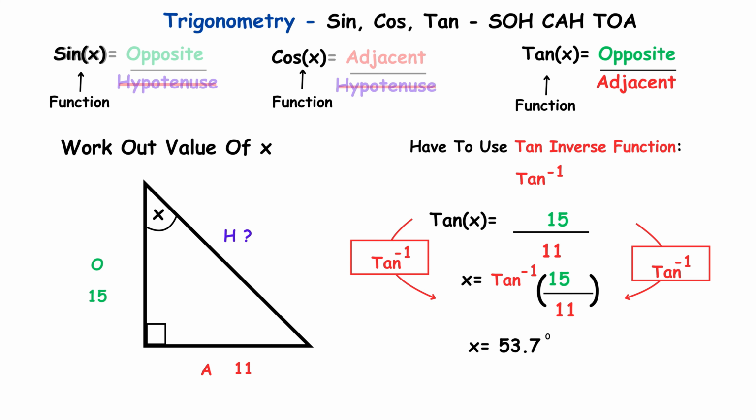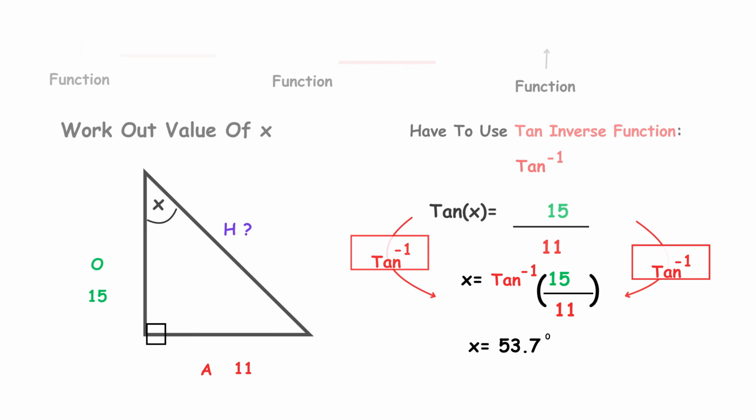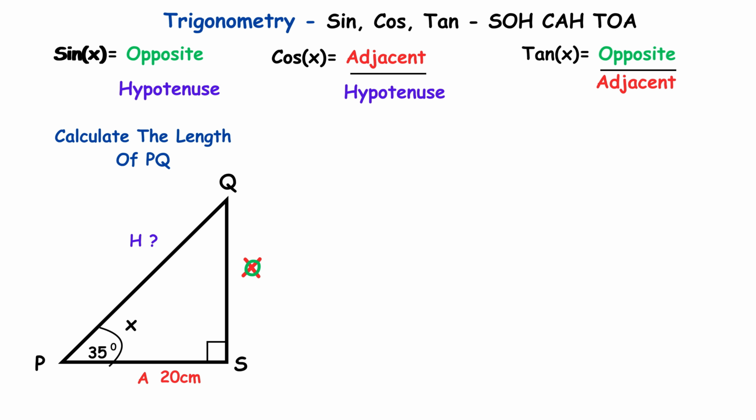When we apply this to both sides, we end up with x by itself on the left and tangent to the power of -1 of whatever we had on the right, so in our case tangent to the power of -1 of 15 over 11, and then all you have to do is put that into your calculator, and you should get 53.7. Remember, because we're working out the angle of x, it's 53.7 degrees, and that's it, that's our answer. Let's have a go at one more.